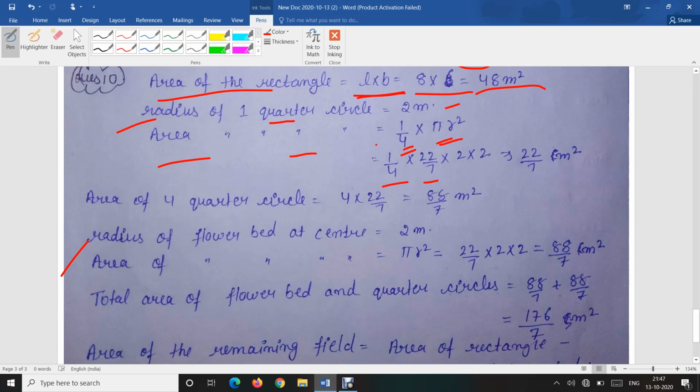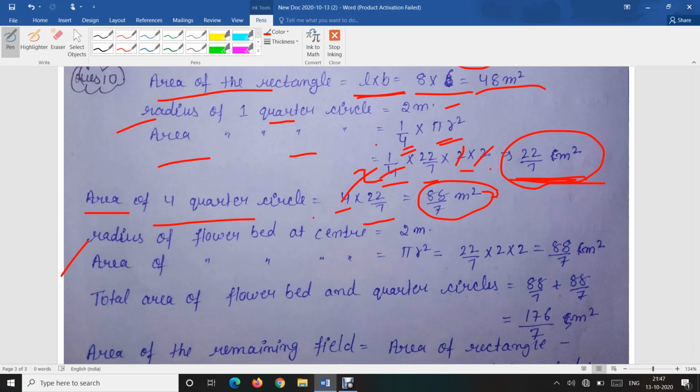1 upon 4, pi is 22 upon 7, r is 2 multiplied by 2. 2 ones are 2, 2 twos are 4, 2 ones are 2, 2 ones are 2. That means you are left with 22 upon 7 meter square. But you have to find out the area of 4 quarter circles, because in this figure 4 quarter circles are given. So you can multiply the area of 1 quarter circle by 4. So 4 multiplied by 22 upon 7, which is equal to 88 upon 7 meter square.